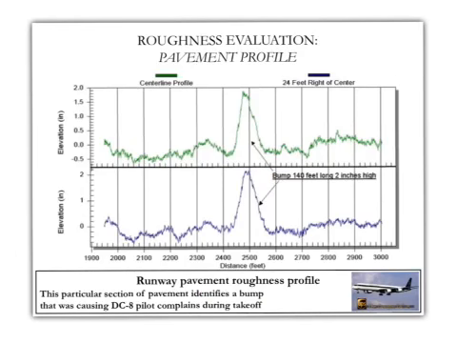This is a true example of the importance of the pavement profile and how it gives us an indication of the pavement roughness. For example, this particular section of pavement identifies a bump that had been causing several pilots to complain during takeoffs. As you can see here, imagine this is the runway, and the pilots are trying to take off, and all of a sudden there is that abrupt change in elevation. You are going to ask me how much that change is.